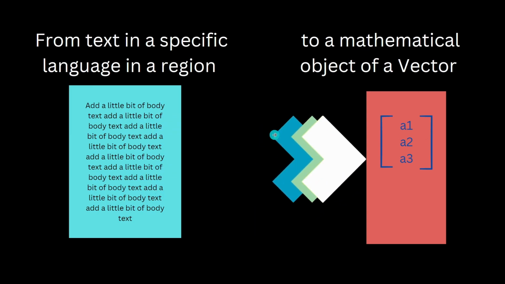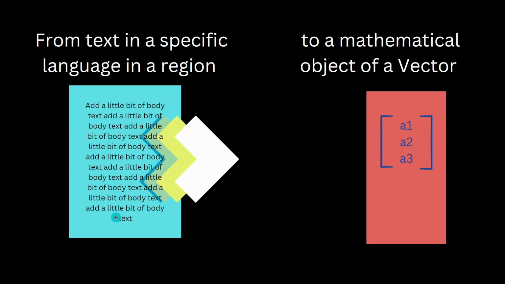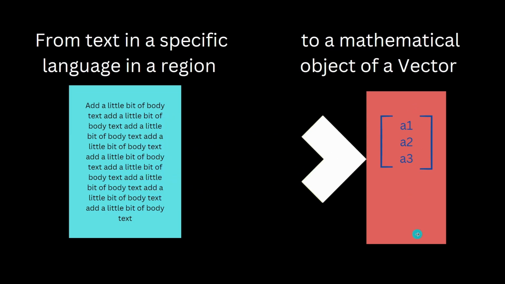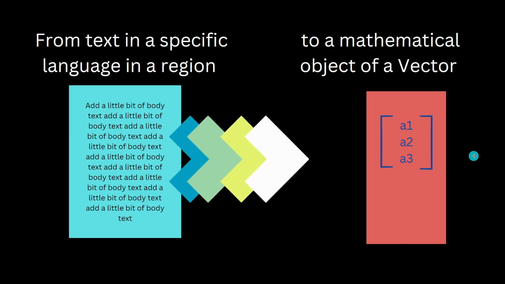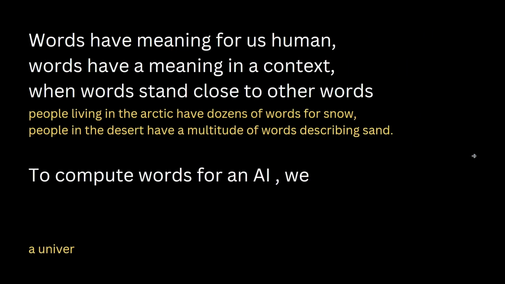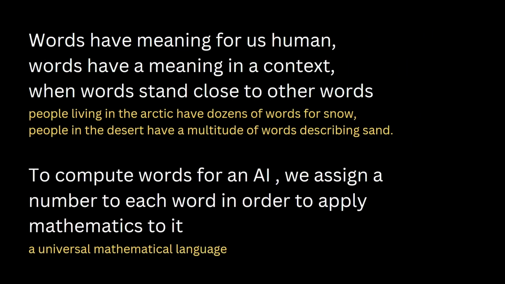So visually, we go from a body of text to a mathematical, numerical visualization or representation of the content of the text. You know, words have a meaning for us humans, but words have only a meaning in a context. So context means that the word stands close to other words, they have relations to other words in the sentence, and we have learned that words that are in a certain relationship with other words generate meaning.